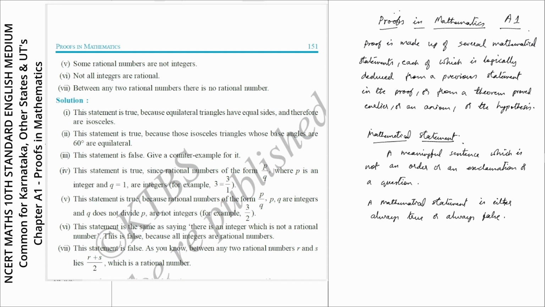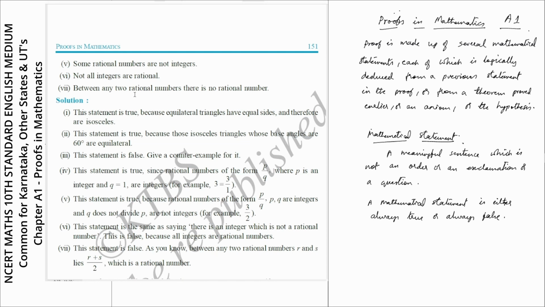Not all integers are rational. So this is false. Each and every integer is a rational number. So what are integers? Positive numbers, negative numbers, and 0 are integers. Take any integer, for example 3. 3 is also written as 3 by 1, and 3 by 1 is a rational number. And take minus 9. Minus 9 can be written as minus 9 by 1, which is a rational number. So all integers are rational numbers. Therefore this statement is false.